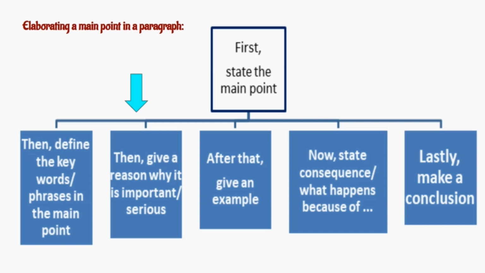Sentence 3 gives a reason why what has been mentioned in the previous sentence is important or serious. Sentence 4 gives an example to what has been mentioned in sentence 3. Sentence 5 states the consequence of what happens. And lastly, make a conclusion.